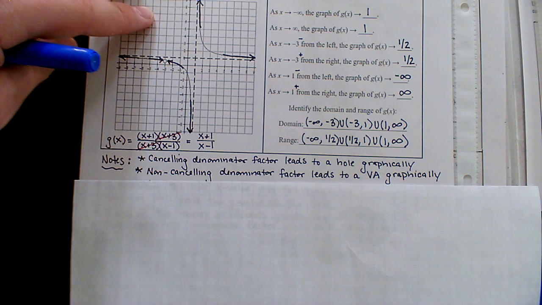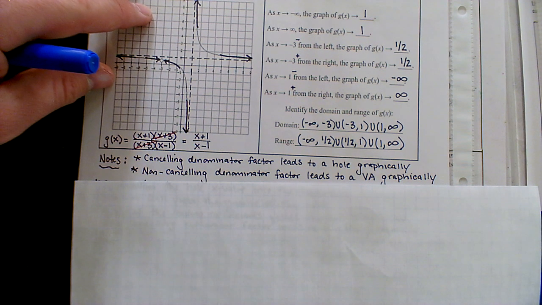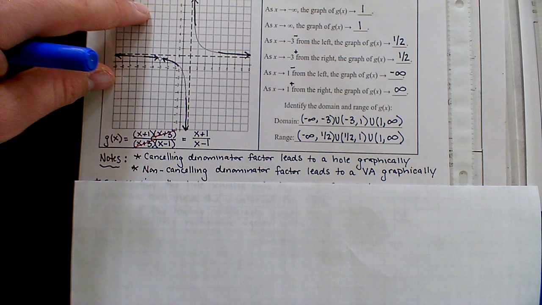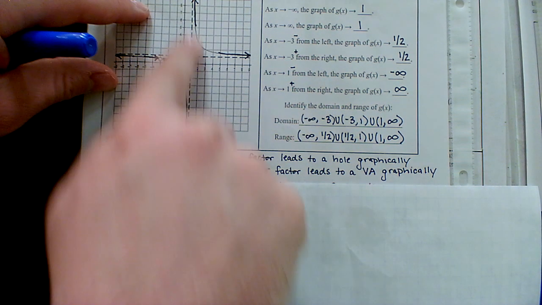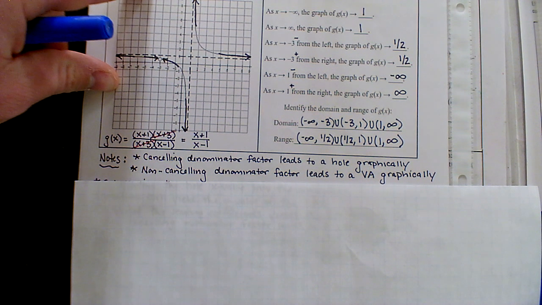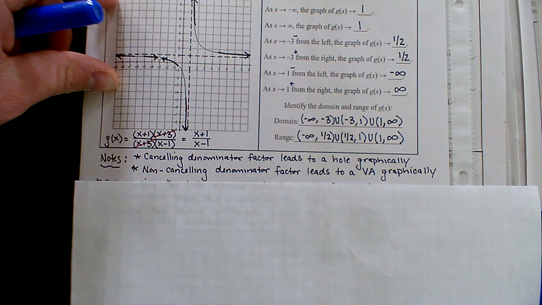The second note is the non-canceling denominator factor leads to a vertical asymptote. So we found that out. In this case here, the x minus 1, well at 1 we have the vertical asymptote. Up above, the x plus 2, at negative 2 we have the vertical asymptote. So the non-canceling denominator factor leads to a vertical asymptote graphically.